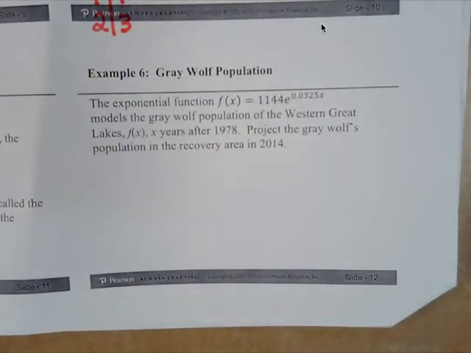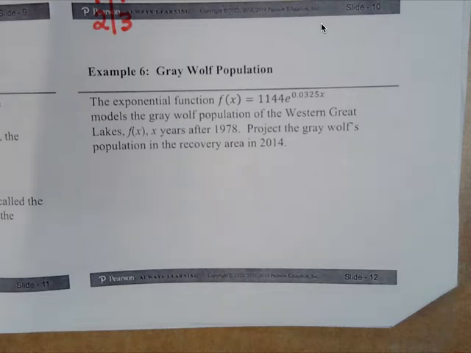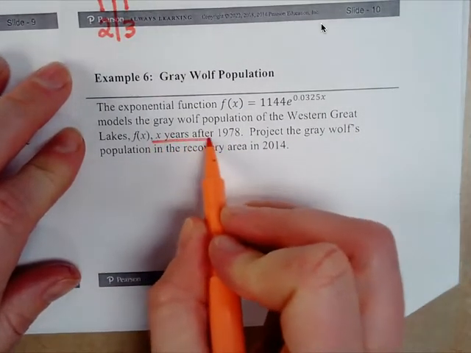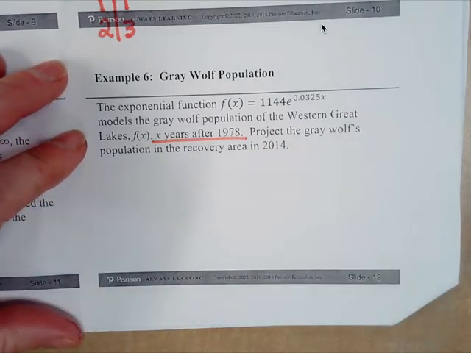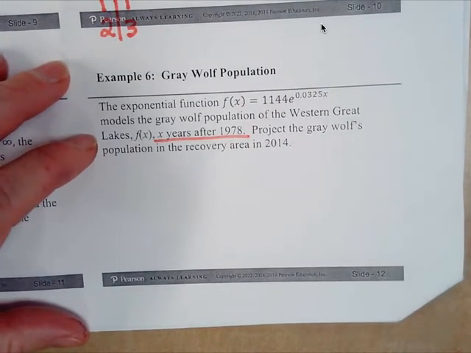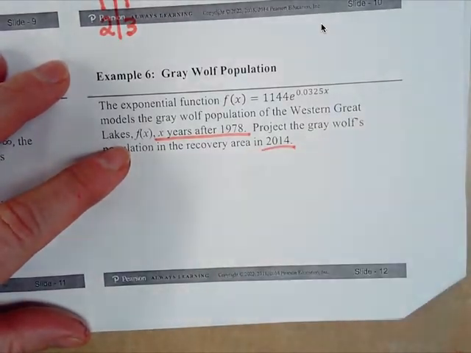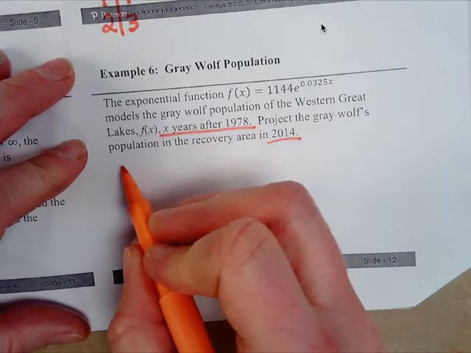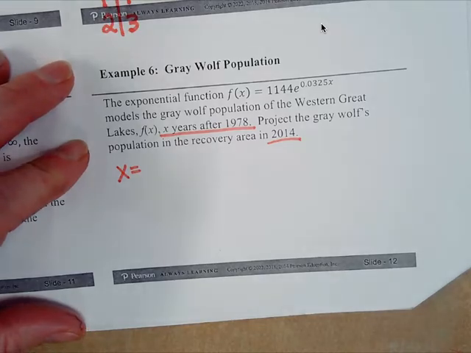The exponential function is modeled right there. It models the gray wolf population of the Western Great Lakes, f of x years after 1978. Project the gray wolf's population in the recovery area in 2014. So it says x years after 1978. We need to find out how many years after 1978 2014 is. So how do we find what our x value is?